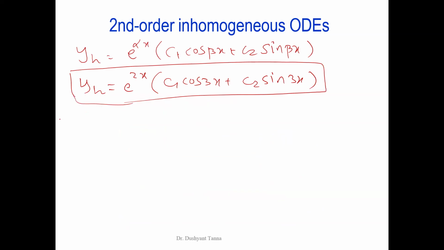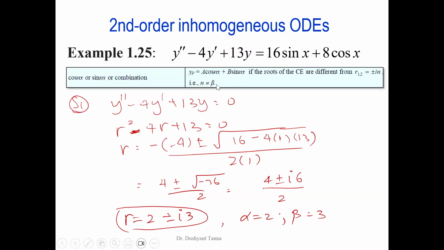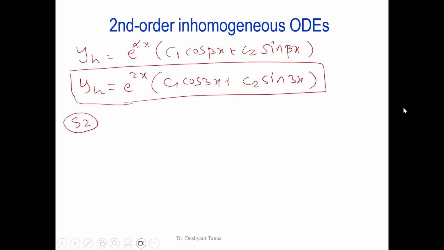Okay, now step 2. You must verify, or at least mention, that n is not the same as beta. What is n? The multiple inside of the composite function. So in this case, our n is 1. And beta is 3. So obviously, n is not the same as beta. This is a condition, right?